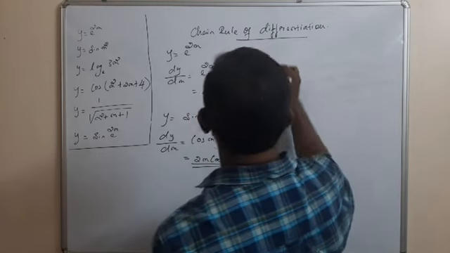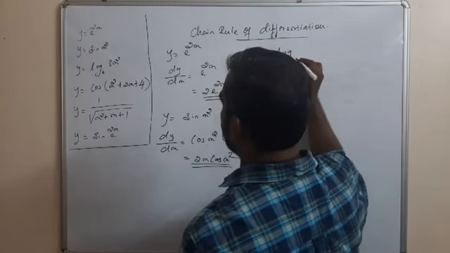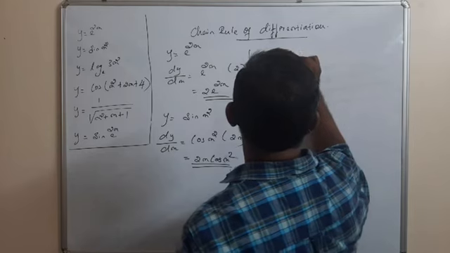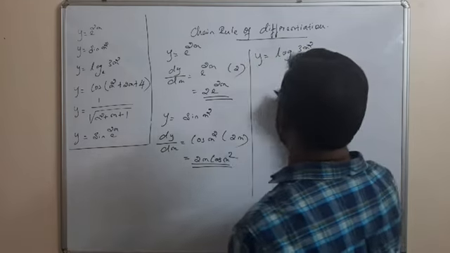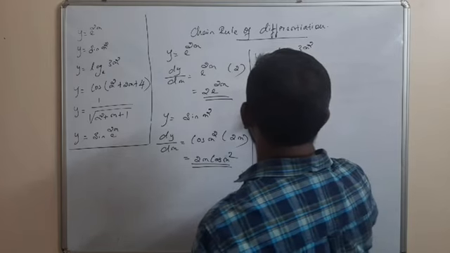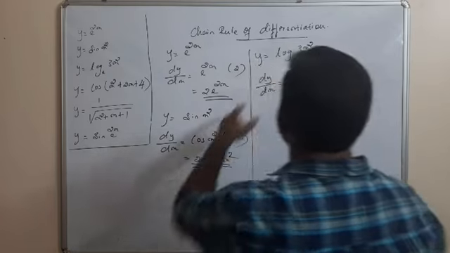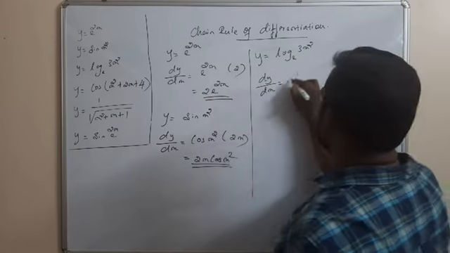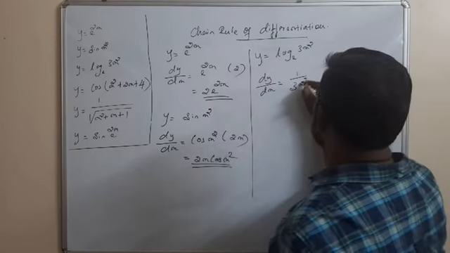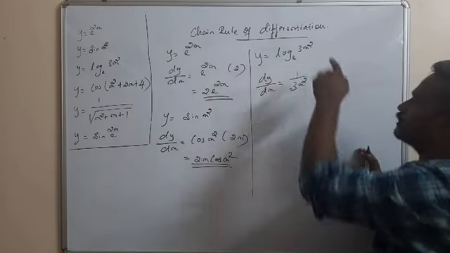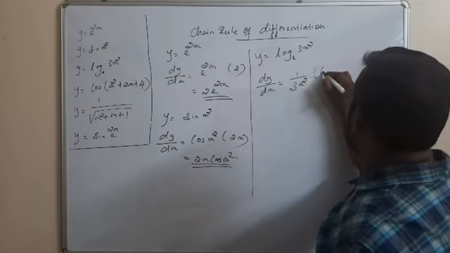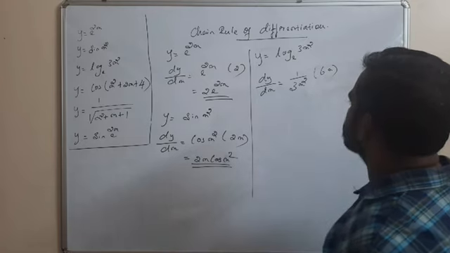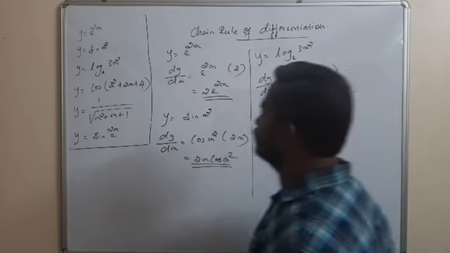Y is equal to log to the base e of 3x square. So dy by dx equal to, the derivative of log x is 1 by x, so 1 by 3x square. Instead of x we have 3x square. Then again differentiate 3x square, that is 6x. That is the differentiation.